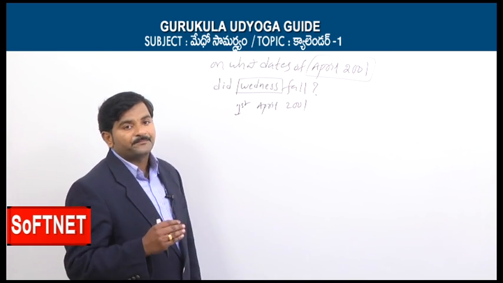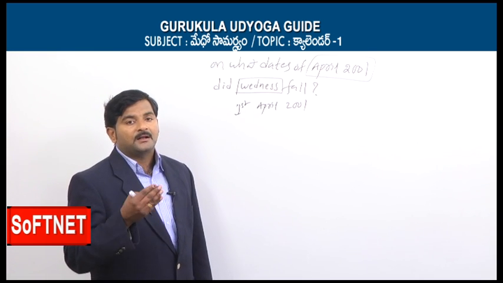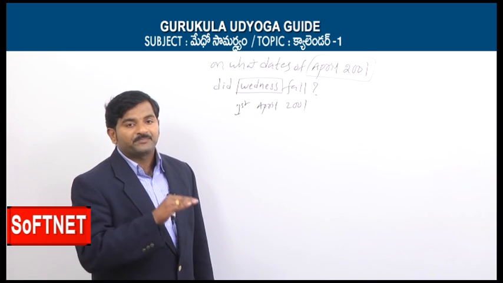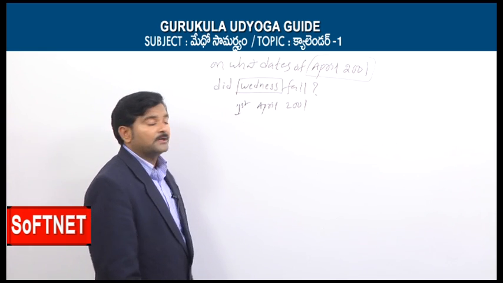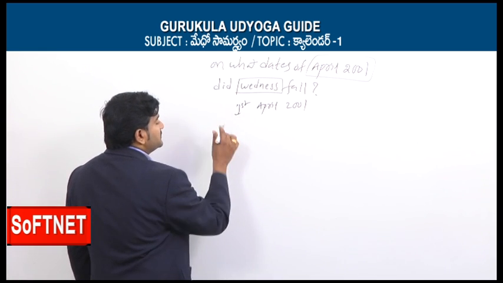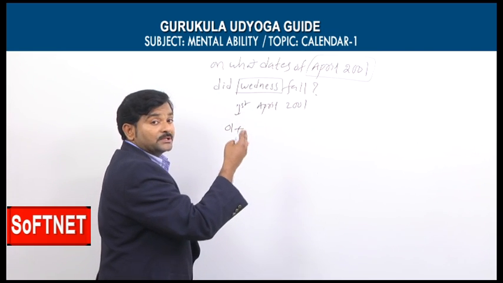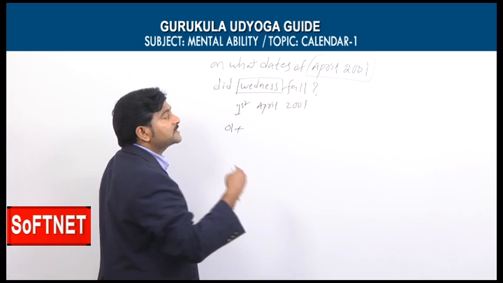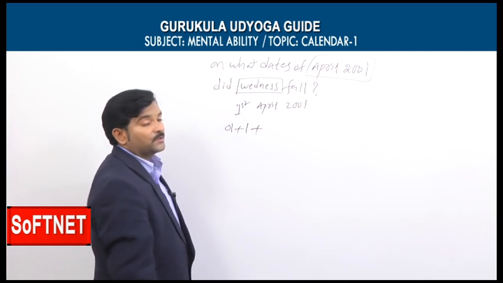Again we have a formula. What was the formula? Date plus number of years plus number of leap years plus month code plus century code, whole divided by 7. Now we'll substitute here. Date: how much is there? 1. Number of years: 2000 is the century; apart from this 2000, how many extra years do we have? Only 1 extra year. That's why number of years equals 1.